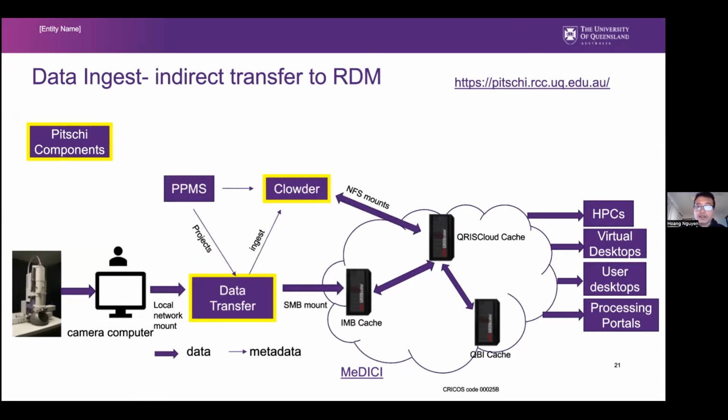Now, with the indirect transfer to RDM, as I said, we make use of a third-party computer called a data transfer machine or data transfer node. And then the data is pulled from the local network mount and ingested into the project RDM.